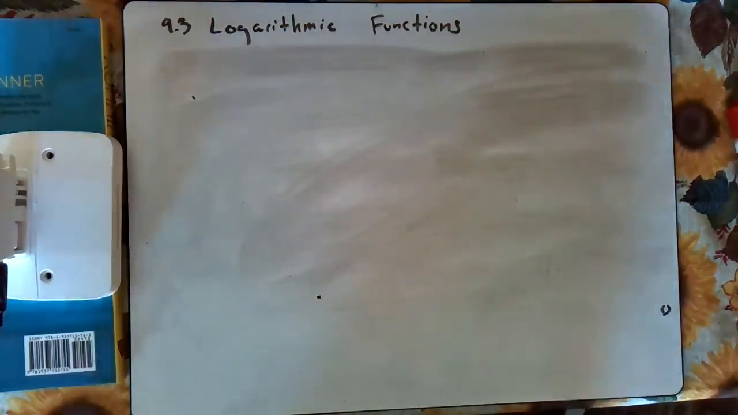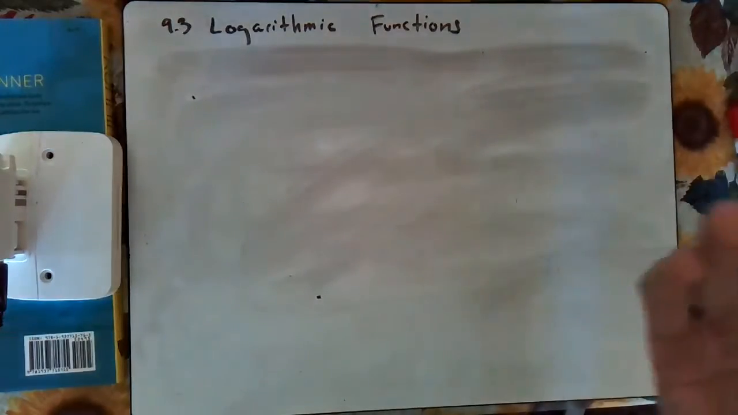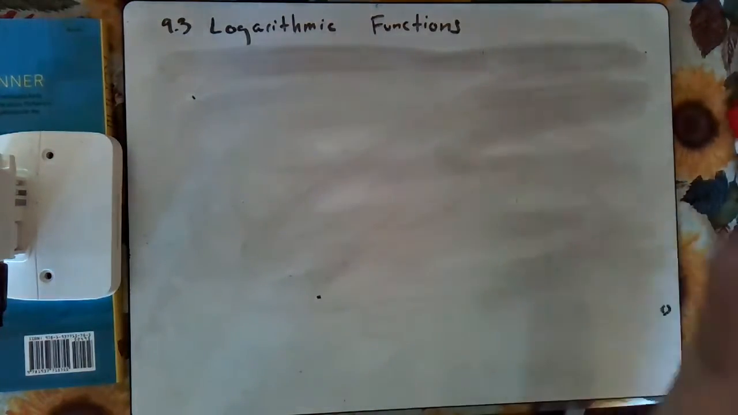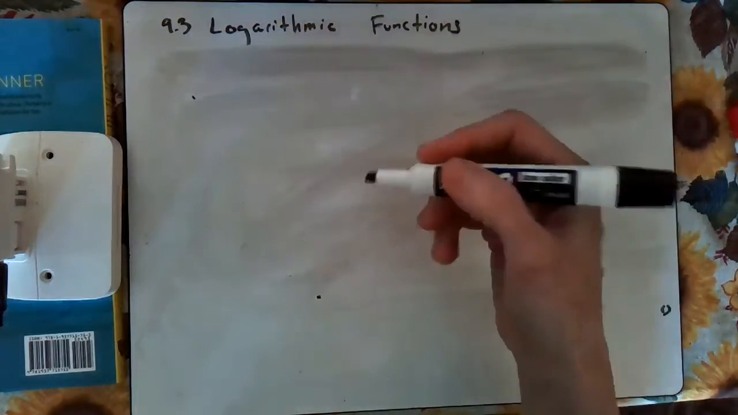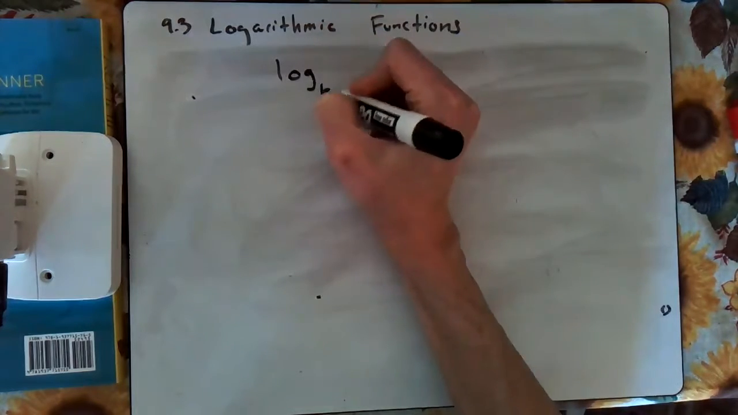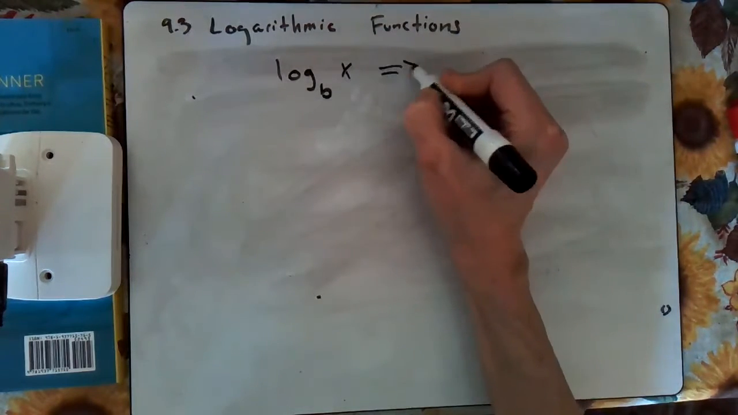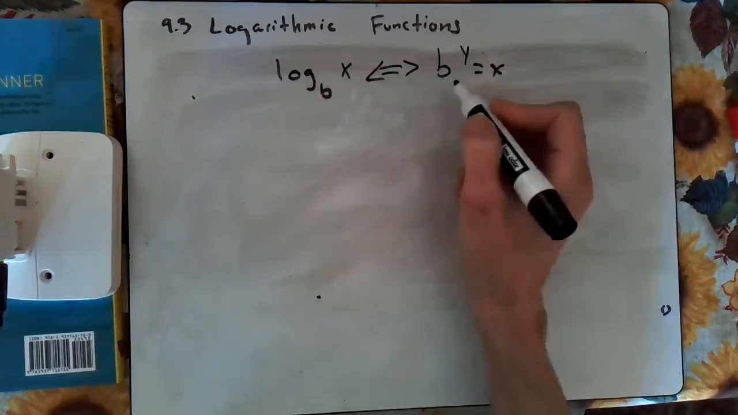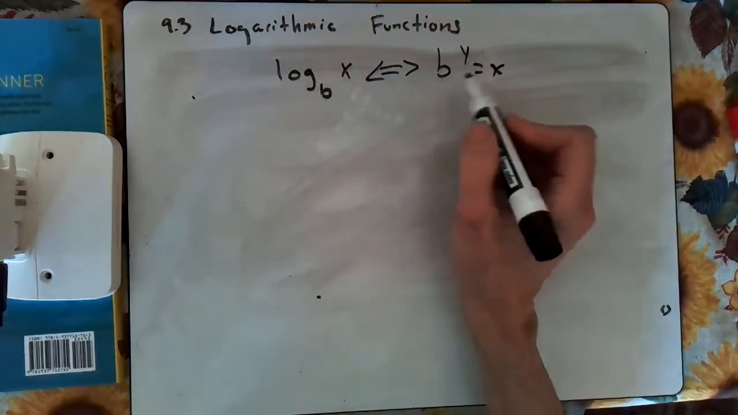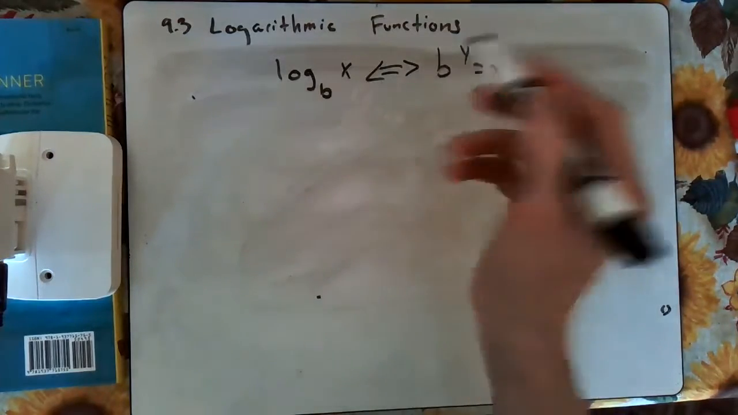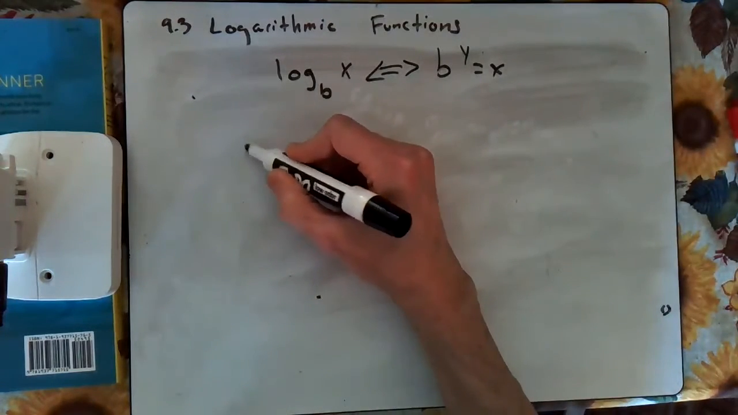So this section is very straightforward because all we're talking about is converting from log form into exponential form and vice versa. As I mentioned before, that's important because when you solve log equations, the way you do it is you convert it from log to exponential form. So you just need to remember that log base b of x is equivalent to b to the y equals x, and you can go from one form to the other. So let's say we wanted to write this out.